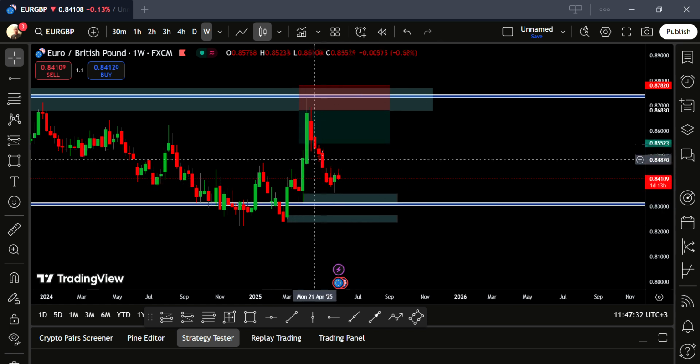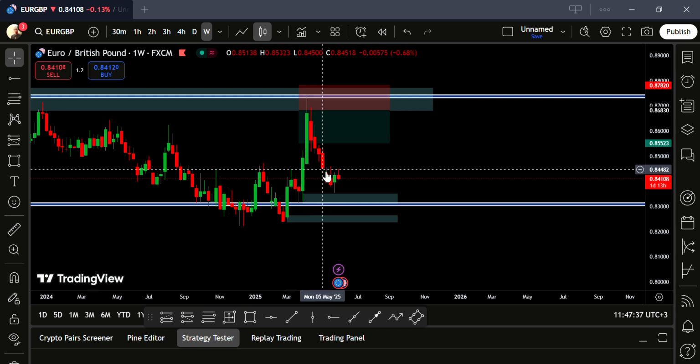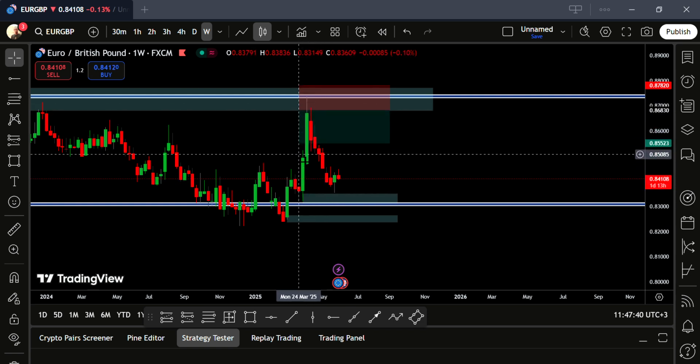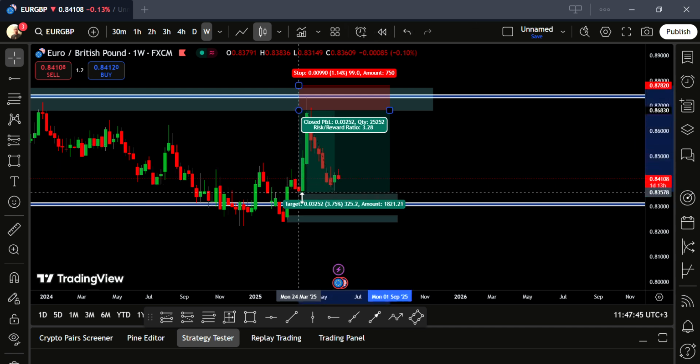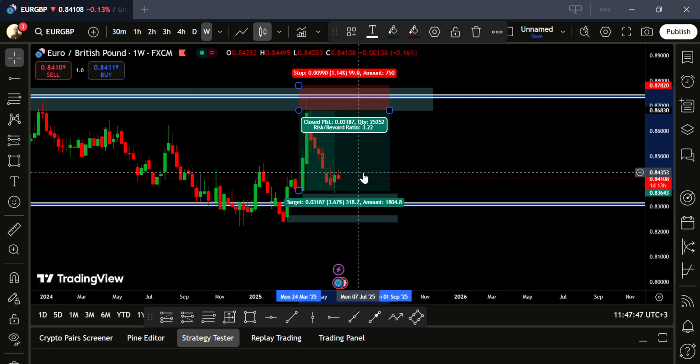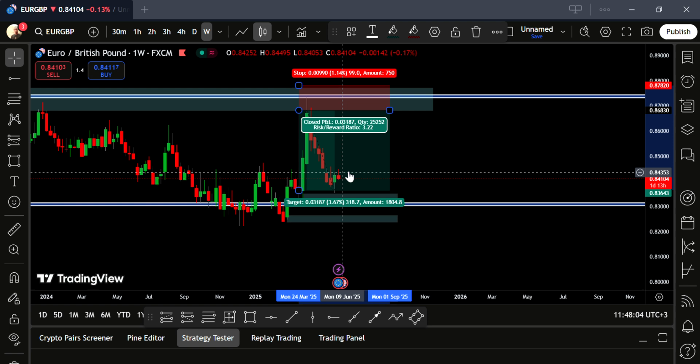If you entered there, you held this trade for 1, 2, 3, 4, 5, 6, 7 weeks. That is 1 month and 3 weeks. And you'll be getting 318 pips. So if you entered a lot size of 0.1, you'll be getting $300. If you enter a lot size of 1, you'll be getting $3,000 for that trade. And where were you targeting?